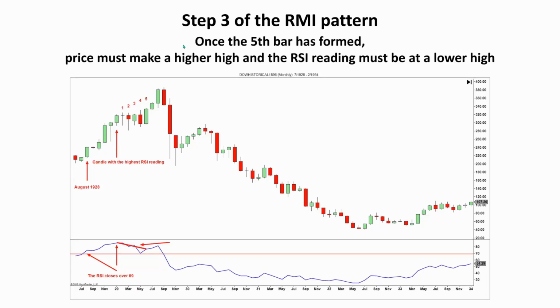Step 3 of this pattern is once that 5th bar is formed, price must be making a higher high. It's possible you'd have 5 bars later and you're not at a higher high. Well, then you don't have this pattern that is setting up. So you need to have price make a higher high than the high of the bar that had the highest RSI reading out here. So hopefully this chart here shows that to you. That is going to be step 3 of this pattern.